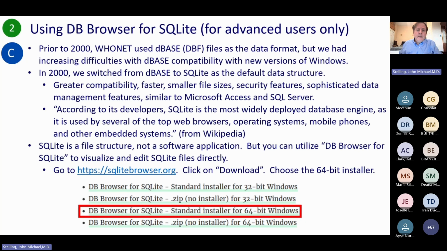It's faster, smaller, more compatible, with more security features, similar to Access and SQL Server. And from the Wikipedia article, according to the developers, and I don't know if this is true, SQLite is the most widely used database engine because it's used invisibly by cell phones and operating systems. It's used behind the scenes, so an end user often wouldn't see it, but it is there in the background. It's a file structure, not a software, but you can utilize DB Browser to see and edit the files, and I already showed you how to do that.